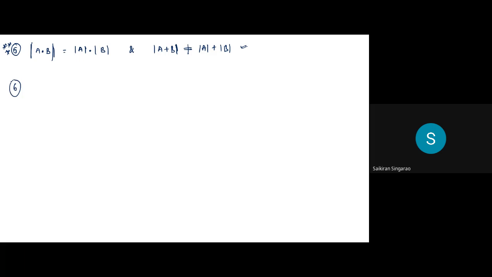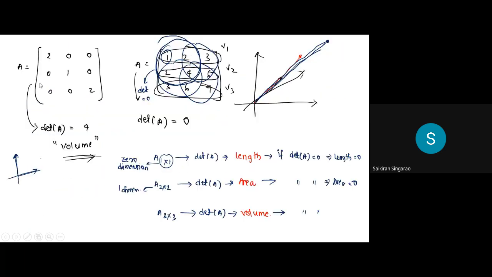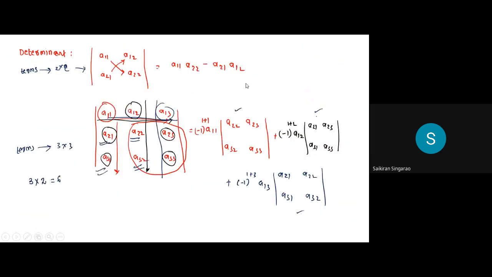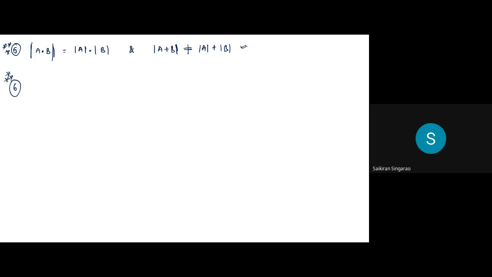Sixth point is something like this. Sixth also is a very nice point. You can remember this particular thing, sir. Here I told multiplication of a matrix with a constant k. When you multiply the matrix with constant k, what is going to happen? Each and every term will get multiplied with k.